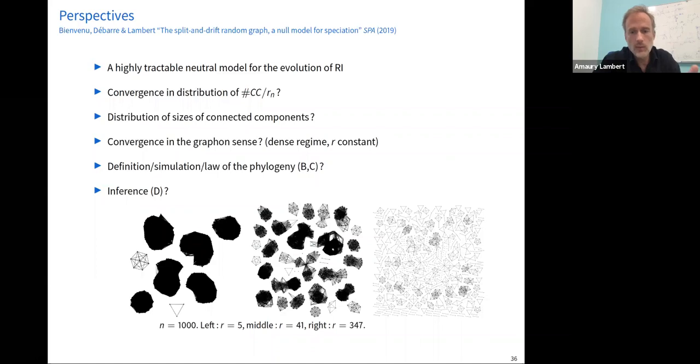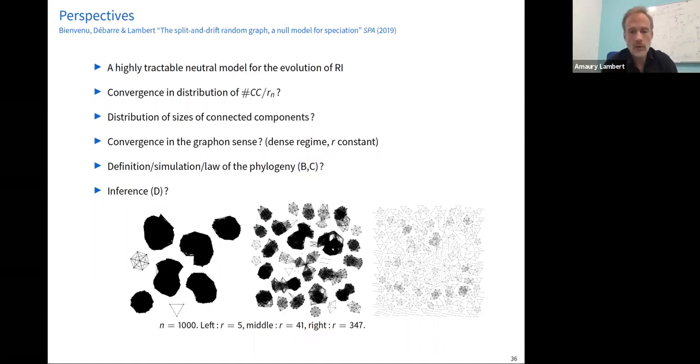And as you see, we did not at all tackle the question of how to define, simulate, or characterize mathematically the phylogeny. But there is a very natural way of defining the phylogeny because connected components have a genealogy. If you think of extinction, a connected component dies when the last individual of the connected component dies, and it gives birth when two connected components are, for example, linked by a single edge, and this edge disappears. At this point, you have birth of two connected components.